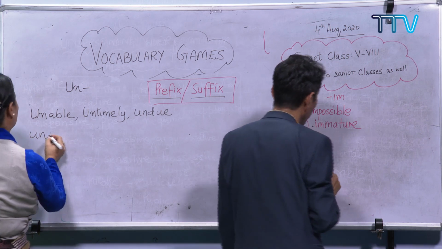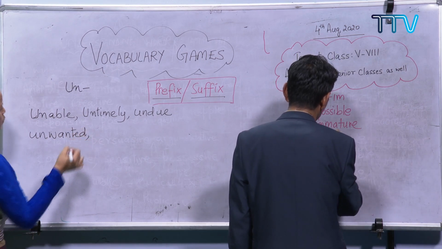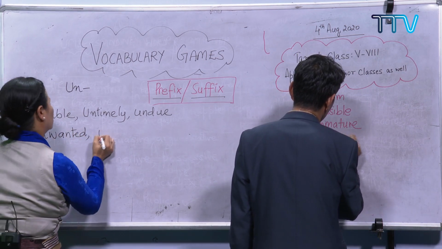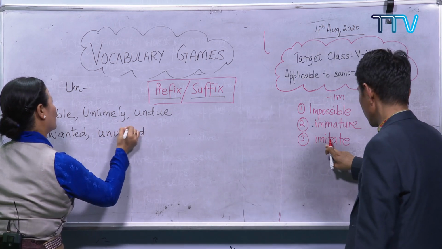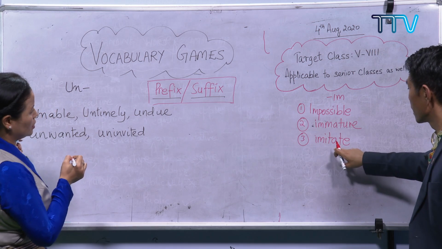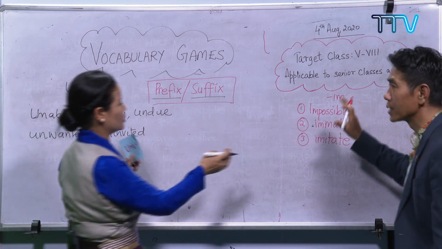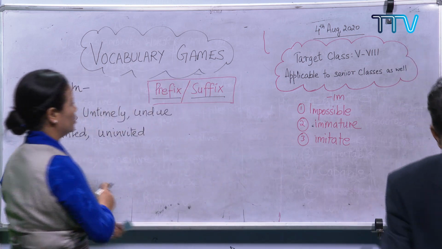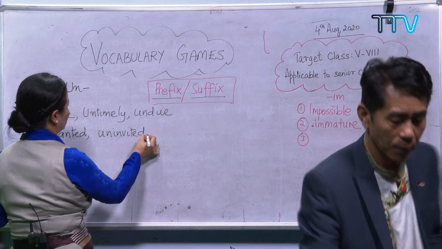Unable, unwanted, imitated, uninvited. Keller, do we have this word imitate? Imitate, it's not that "im" is a prefix; it's the word itself, right? So that's why not. Okay, prefix. Uninvited, "im".